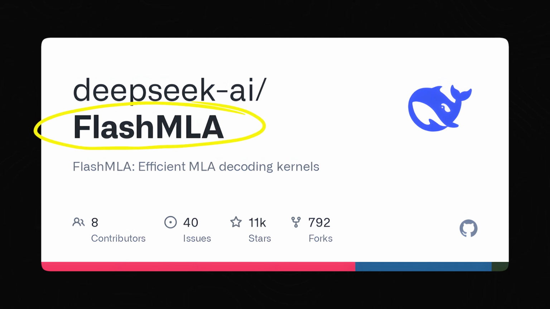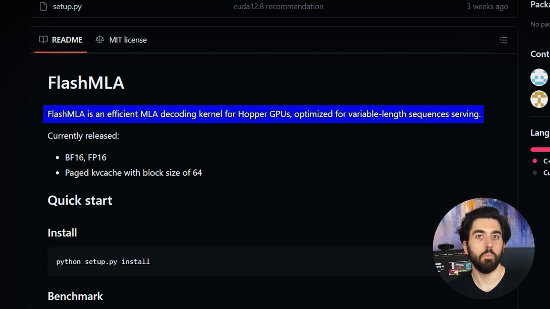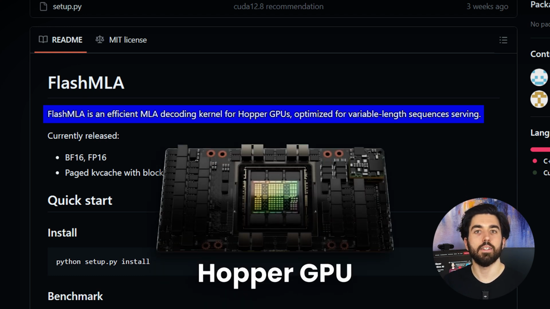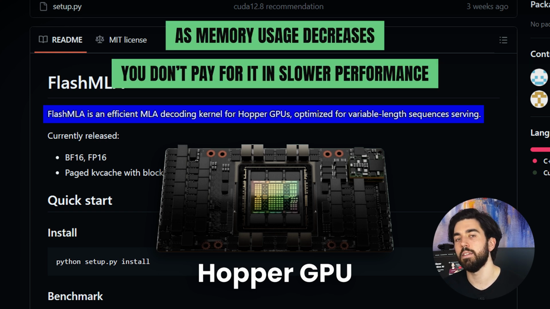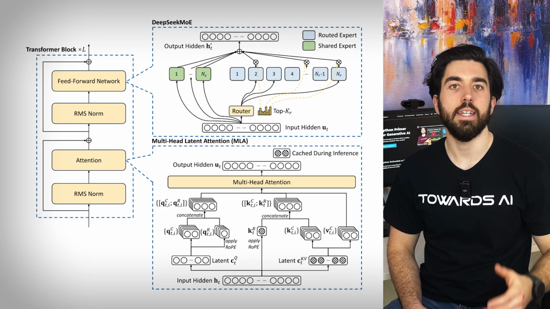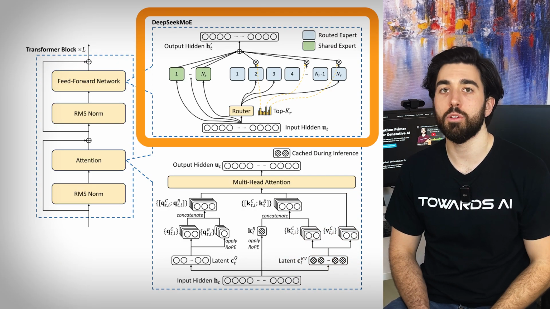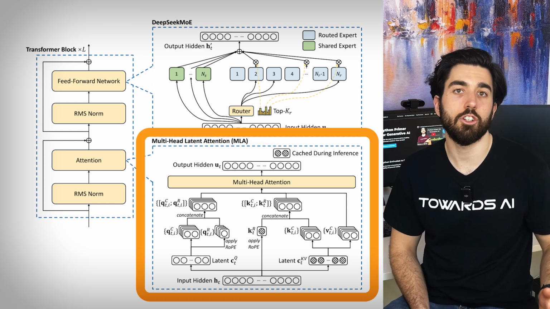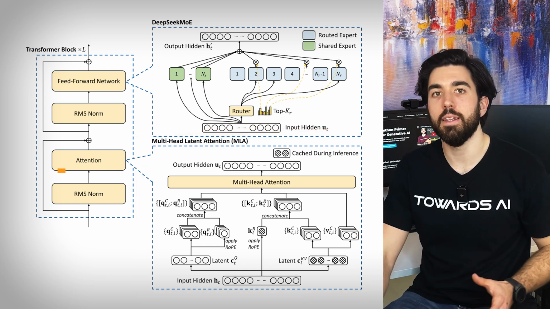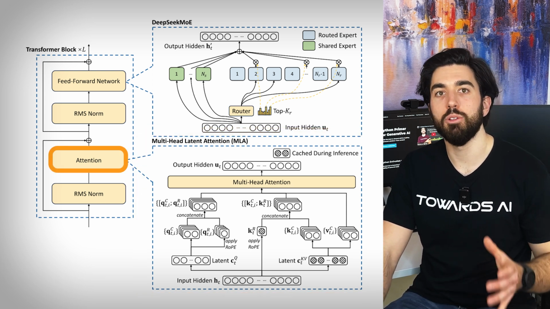So where does FlashMLA come in? FlashMLA is DeepSeek's open-source optimized implementation of this multi-head latent attention. It rethinks the kernels running on Hopper GPUs to ensure MLA computations happen faster than the typical multi-head attention approach while still preserving accuracy. This means that as memory usage decreases, you don't pay for it in slower performance. Think of it as layering the efficiency gains we might see from mixture of experts, which we covered in another video, and the convenience of storing partial computations like in Cache-Augmented Generation, or CAG, that we also covered. But now we are applying that principle directly to the attention mechanism.